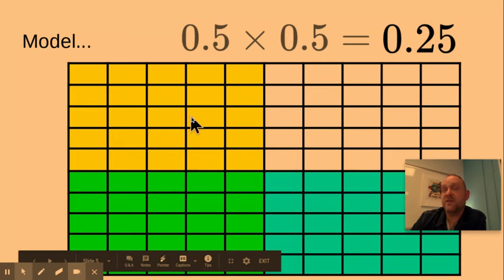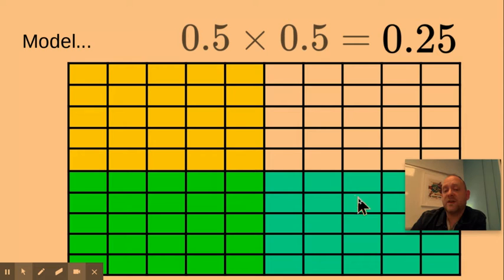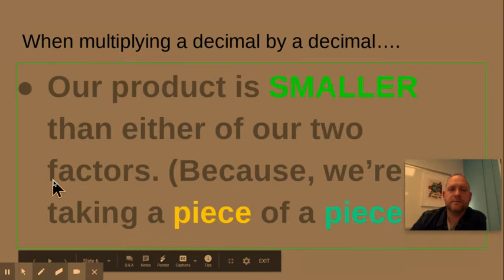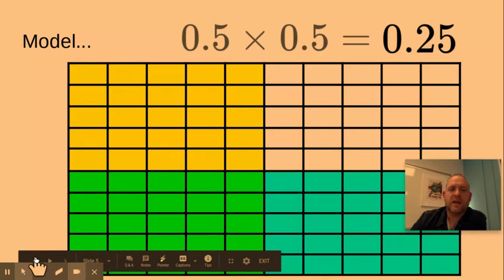25 plus 25 is 50. Plus another 25 would be 75 small pieces. Plus another 25 would be 100 small pieces. So I have 25 out of 100, or 25/100ths as my answer. Pretty simple, right? Actually, let's look at this together. One more thing I want to look at.